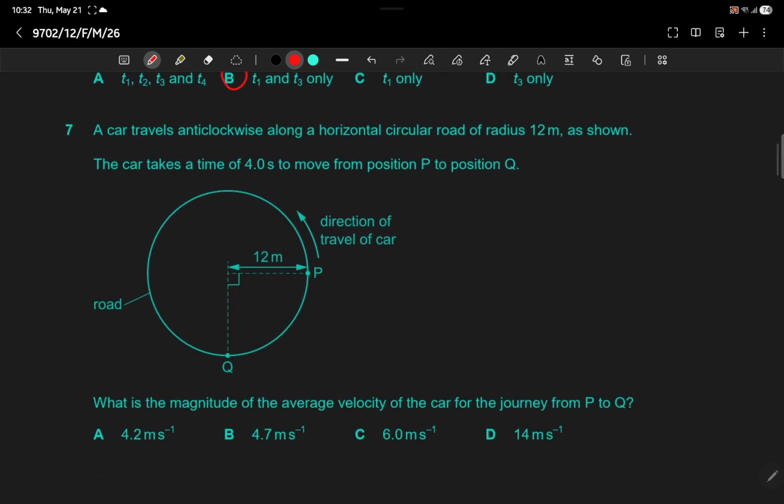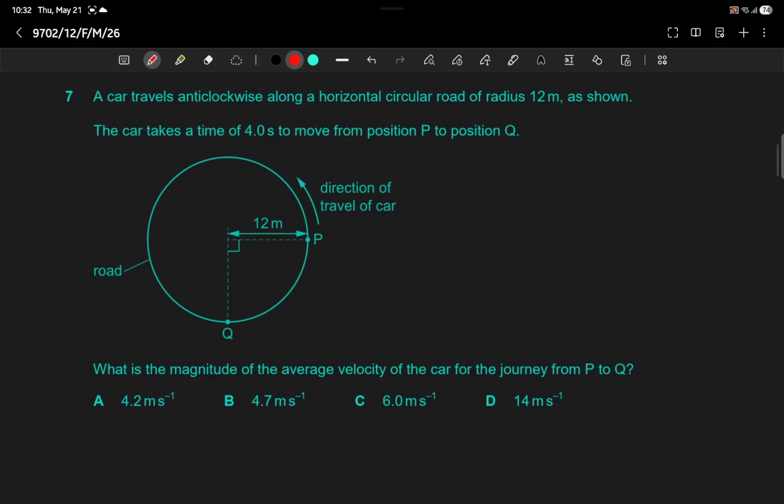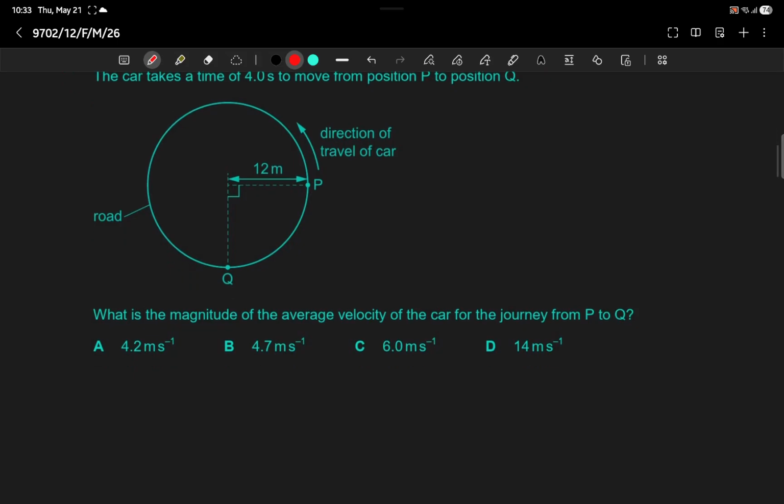Right. Now, next question. This is actually a past paper question. I don't remember which year, but this is definitely a past paper question. So they just repeated the whole thing. A car travels anti-clockwise along a horizontal circular road of radius 12 meters as shown. The car takes 4 seconds to move from position P to Q. What is the magnitude of the average velocity of the car journey from P to Q?